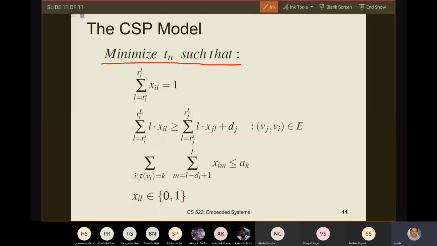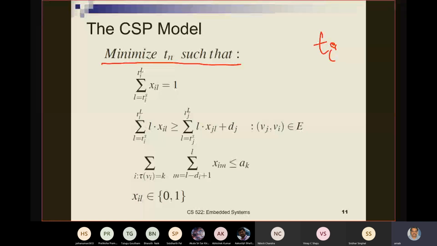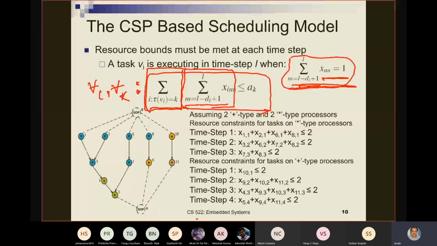So minimize Tn is my objective. Why is this a correct objective? Can you tell me what is Tn? What is Ti? Ti is the start time of execution of task i. So Tn is the start of execution of task n, which is the last sync node. If you go to the previous slide, this last node is numbered n.